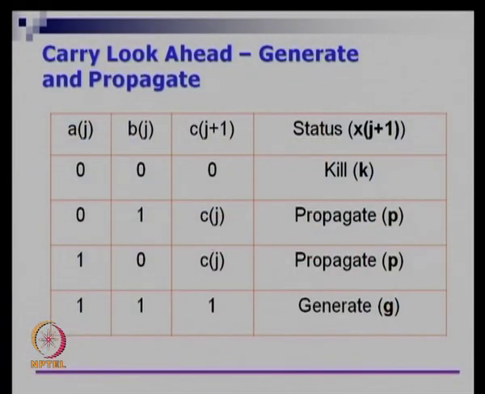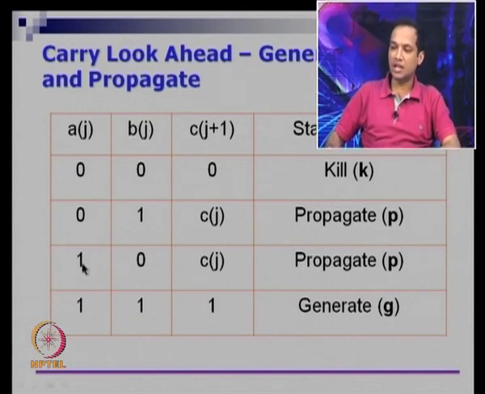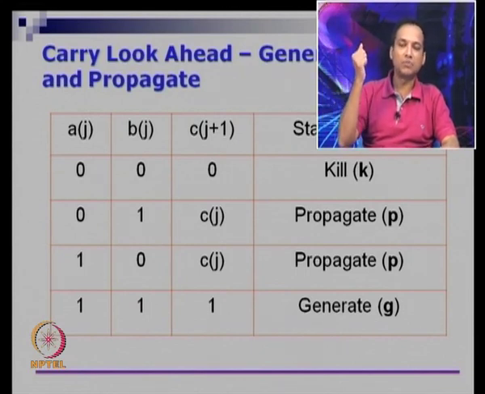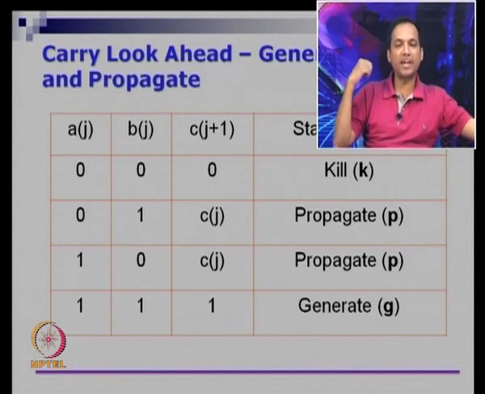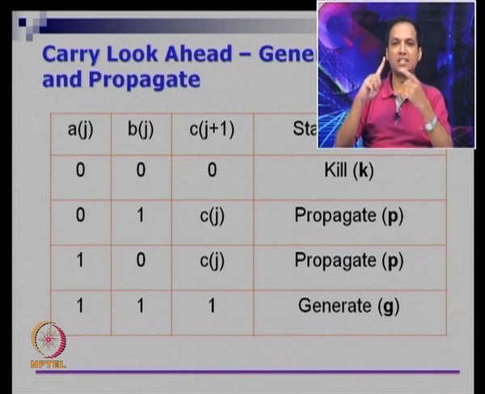If the incoming carry was 0, then I have 0 plus 1 plus 0, which is sum 1 carry 0. So, C of j plus 1 is 0, which is the same as C of j itself. The same thing happens when you have A of j is 1 and B of j is 0. So, essentially what it says is, if at the jth location A of j is 0 and B of j is 1 or the other way around, then I will take the carry that is coming in from the input stage and propagate it to the next stage. So, this is called the propagate condition. So, we have three conditions, namely kill, propagate and generate.